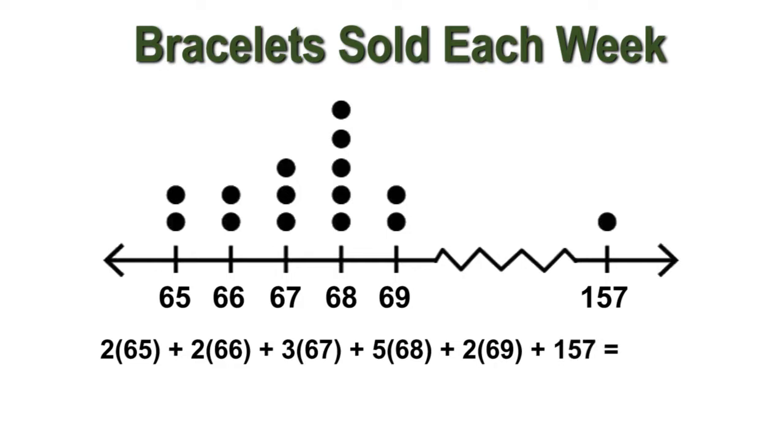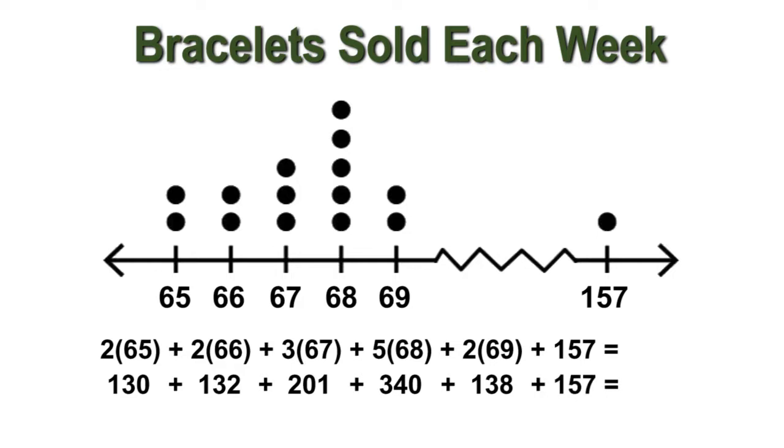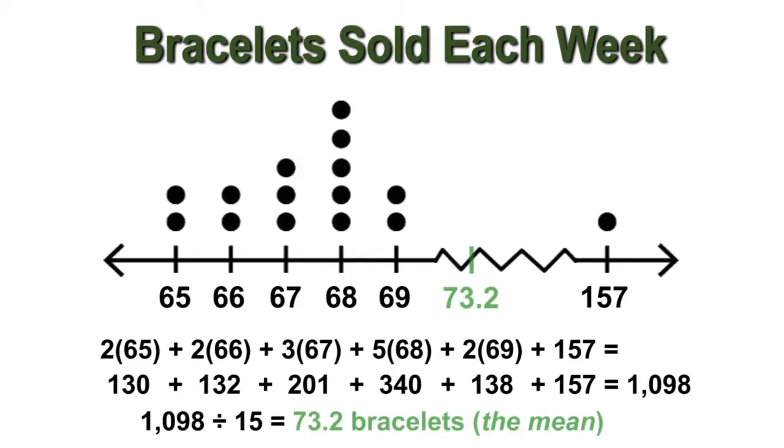When we add them all up together, we get 130 plus 132 plus 201 plus 340 plus 138 plus 157. When we add them all together, we get 1,098. Next, we divide by the number of data points we have, which is 15, and we get the mean number of bracelets sold. The mean was 73 2/10.